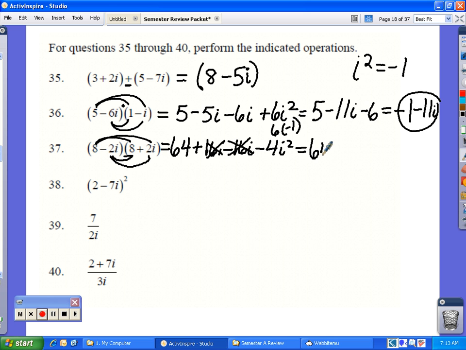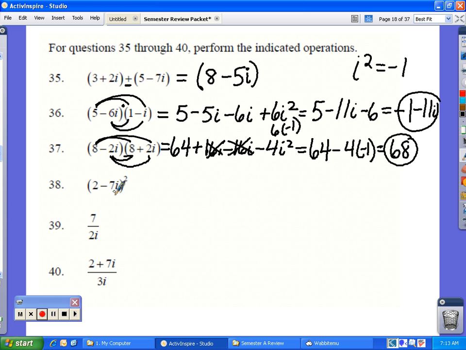So you have 64 minus 4 times negative 1. 4 times negative 1 is actually negative 4, and a negative and a negative cancel out to make a plus. So it's actually 64 plus 4. And 64 plus 4 is 68. In this case, the imaginary parts cancel out, and you are left with just a real part.